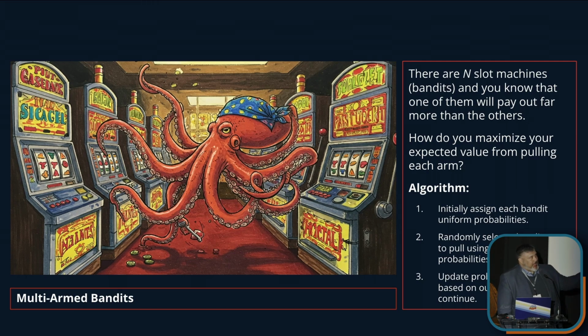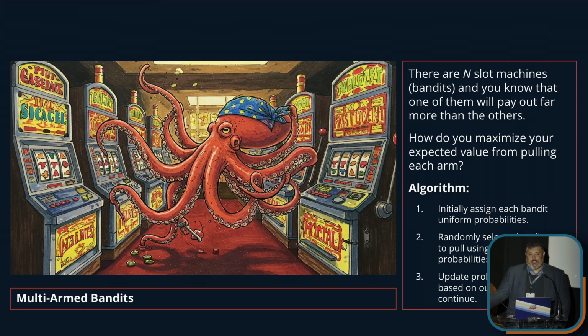So the problem definition for a multi-armed bandit is, let's say that you're in a room with n number of these bandits, these slot machines, and you know for a fact that one of them will pay out jackpots or will pay out more than the others. The question is, how do you figure out which bandit that one is? Or, maybe said even more mathematically, how do you maximize your expected value as you're pulling these arms?